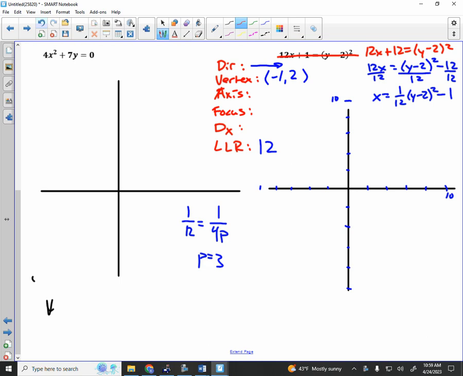So notice I've done things a little bit out of order because I don't know exactly where I should plot them. I'm going to plot the (-1, 2). So back 1 and up 2. And I'm going to draw my axis of symmetry. Axis of symmetry, is it going to be horizontal or vertical? Horizontal because it opens horizontally. Is that equation going to be an x equals or y equals? Definitely a y equals, and so it's y equals the y value of your vertex, which is 2.